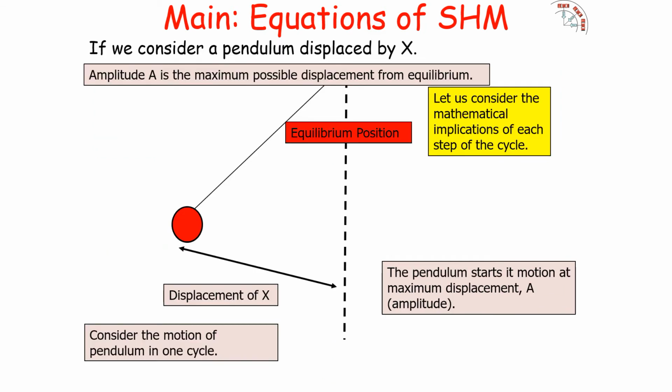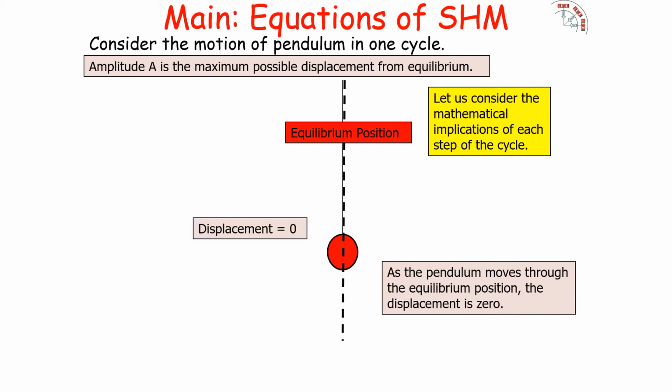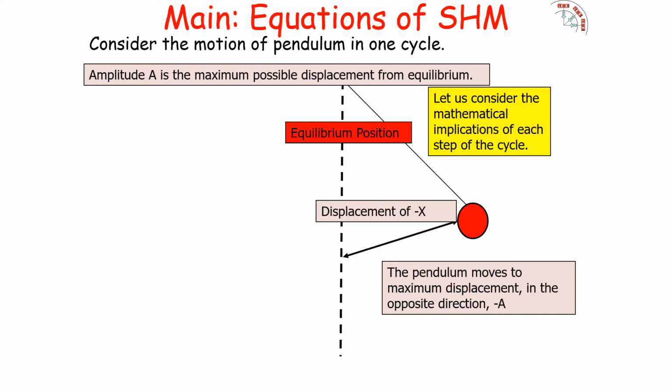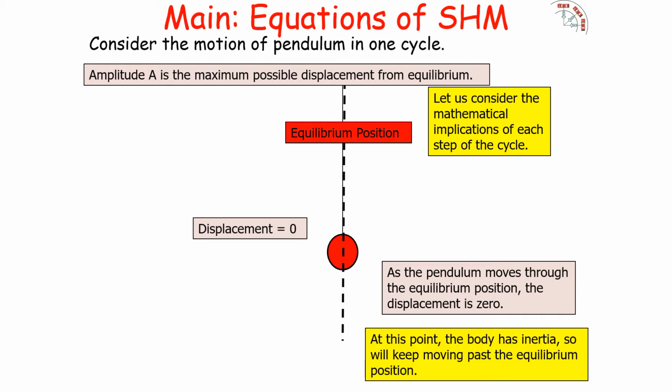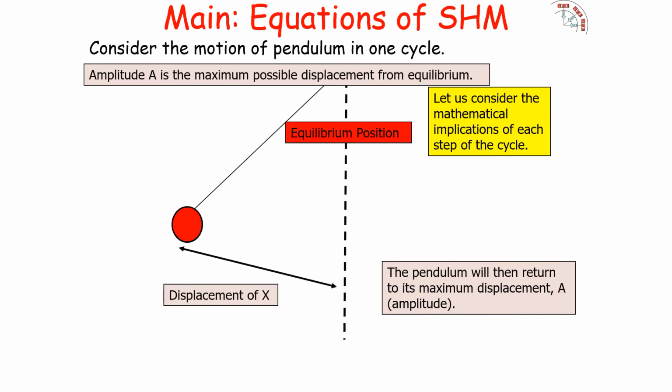Now the pendulum starts its motion at a maximum displacement A, for amplitude. Then the displacement is 0 at equilibrium. Then at the other extreme, it's got a maximum displacement in the opposite direction, so minus A. And at this point it's back to equilibrium, so the displacement is 0. It's important to note that the body has inertia, so it always keeps moving past the equilibrium position even if it wants to be at equilibrium. Then it returns to its maximum possible displacement of A.